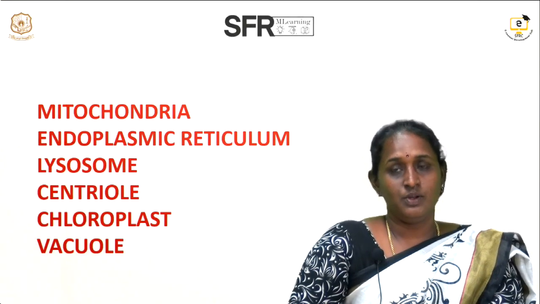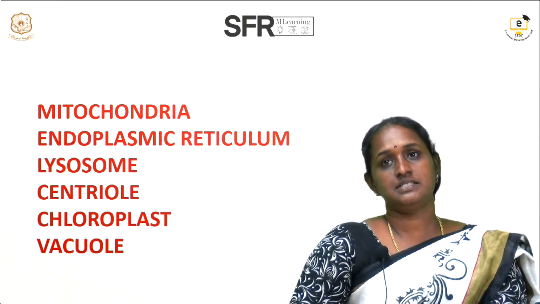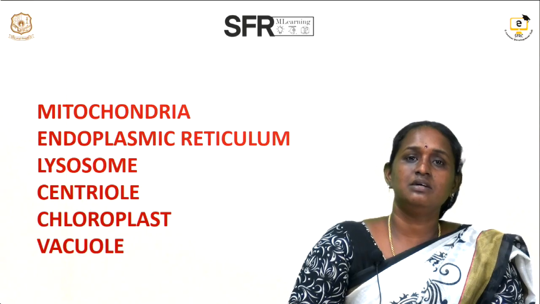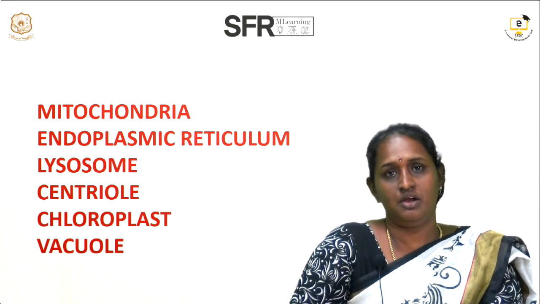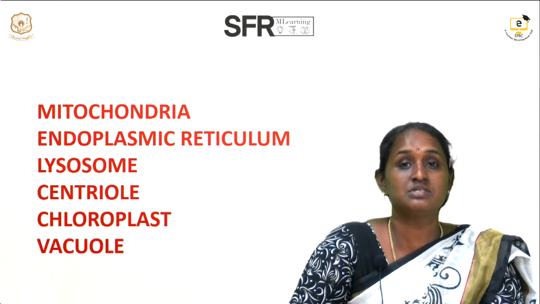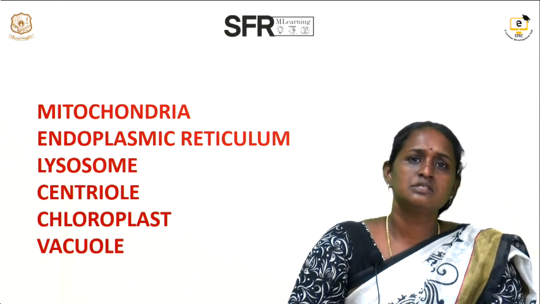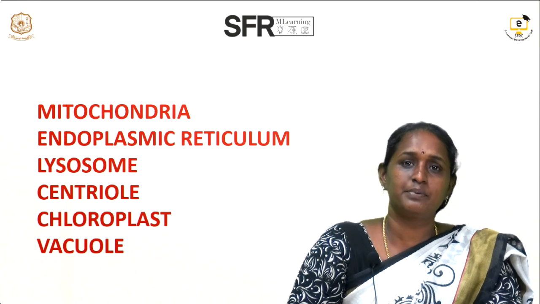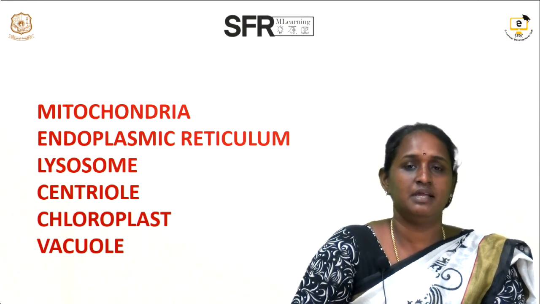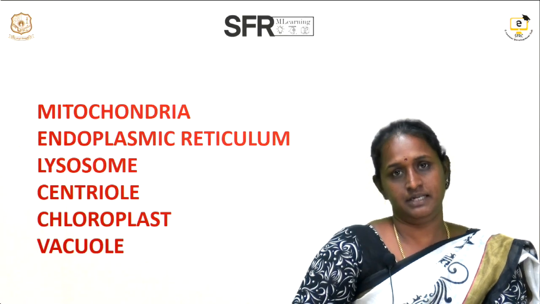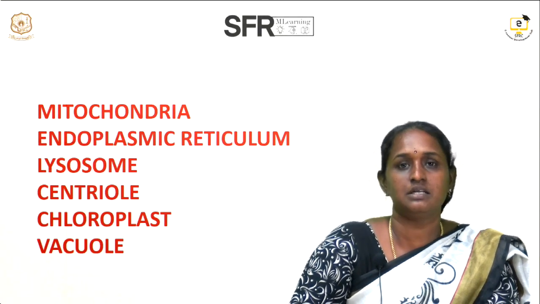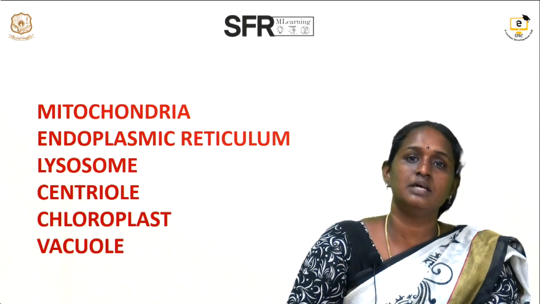Next we are going to see some of the components, like mitochondria. Mitochondria is the powerhouse of a cell. Why is it called the powerhouse of a cell? Because it produces energy inside the cell. It produces ATP. ATP represents adenosine triphosphate, and adenosine triphosphate gives energy to the cells.